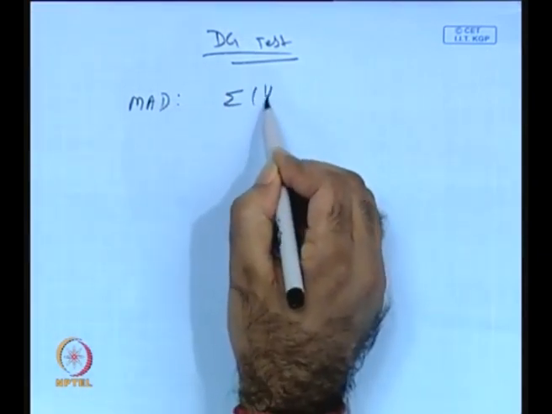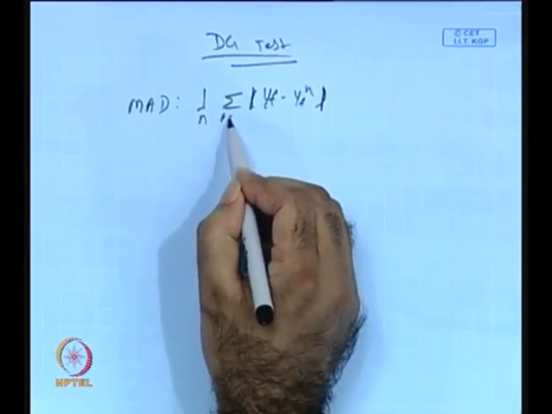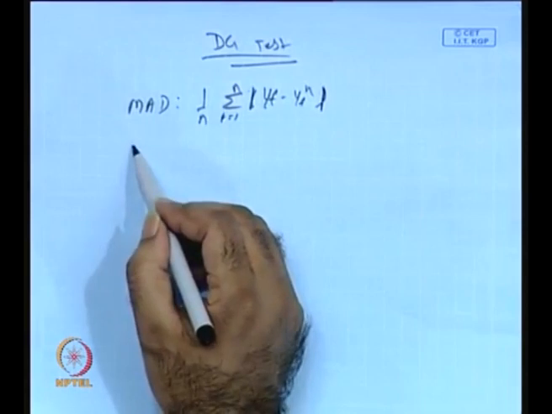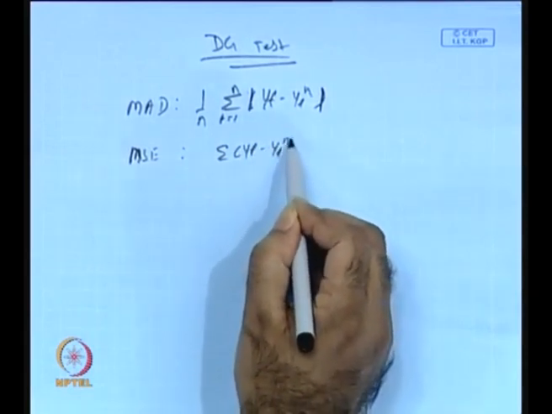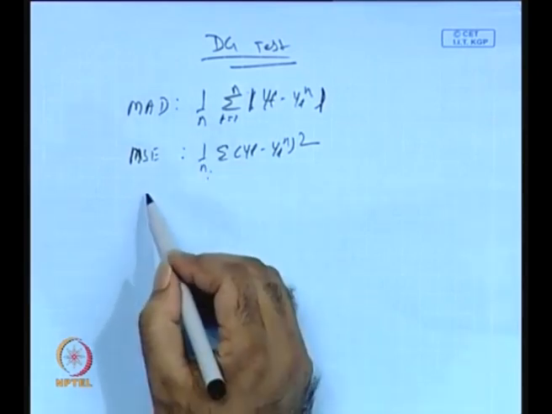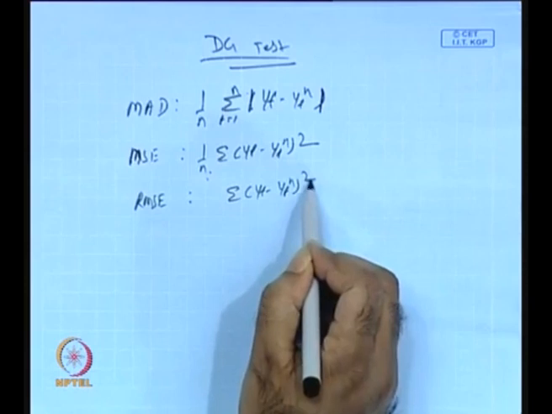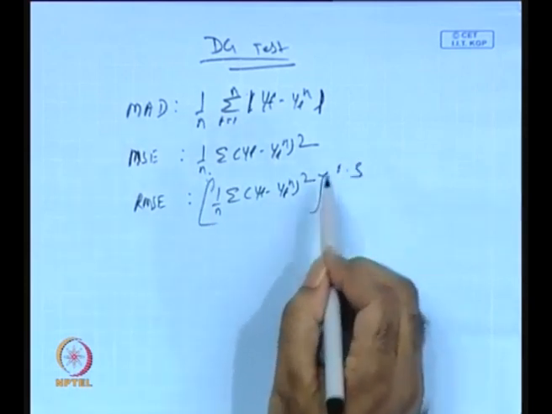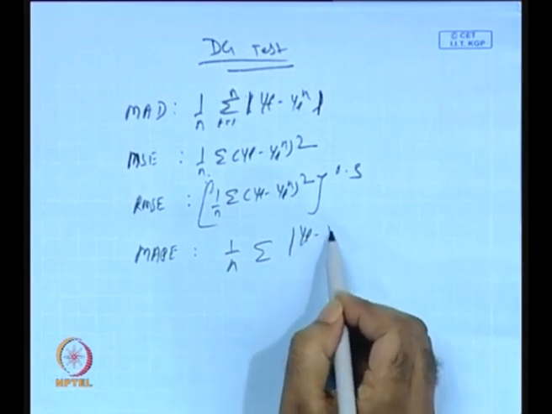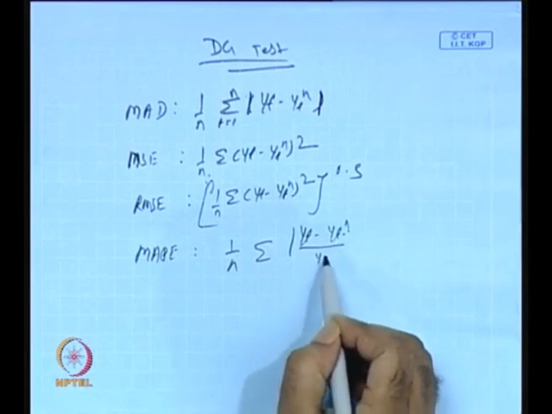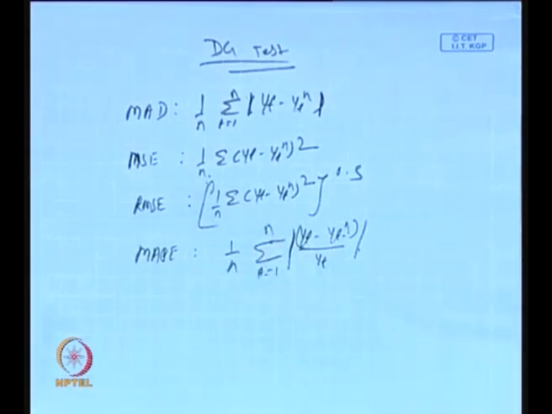This is nothing but 1 by n summation of the modulus of y t minus y t bar, t equal to 1 to n. Then mean square error is summation of y t minus y t bar whole square, times 1 by n. Then root mean square error is summation of y t minus y t bar whole square times 1 by n, to the power 0.5, the square root. Then mean absolute percentage error is 1 by n summation of the modulus of y t minus y t hat divided by y t, t equal to 1 to n. This is how the digit test has to be tested.